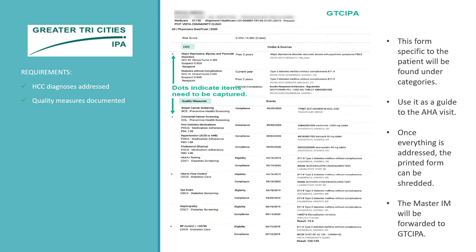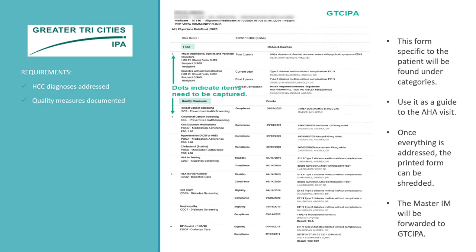Here's a look at some of the forms. This one is Greater Tri-City IPA. This is informational only, meant to guide the visit. This one is the exception and does not need to be scanned back into the patient chart.